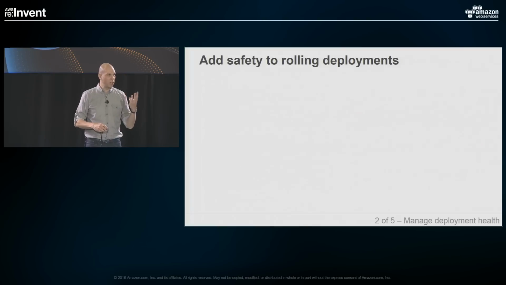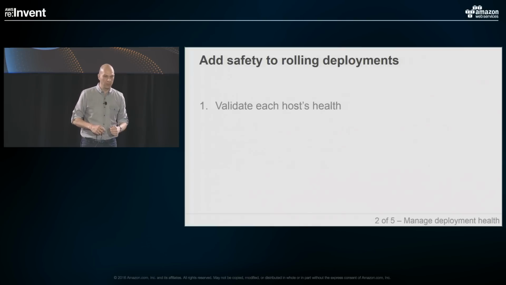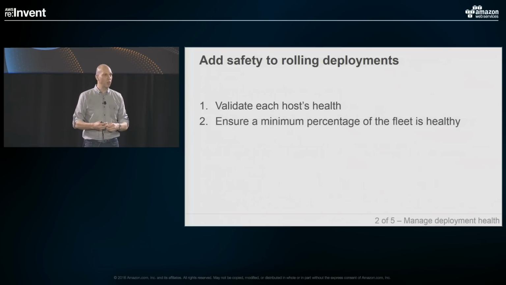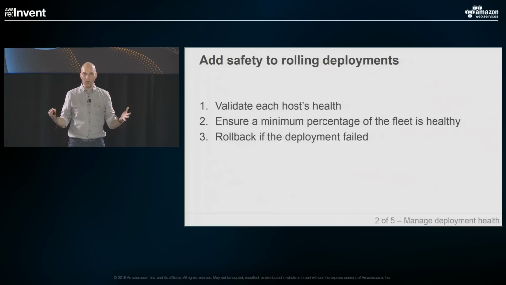Now, rolling deployments need three checks to make them safe. We need to check, after we've done a deployment on a host, that it's stood up correctly and it can serve traffic. We need to ensure that when we're doing a fleet deployment, the minimum number of hosts are working. And if they're not working and we fail our deployment, we want to roll back to the previous version.